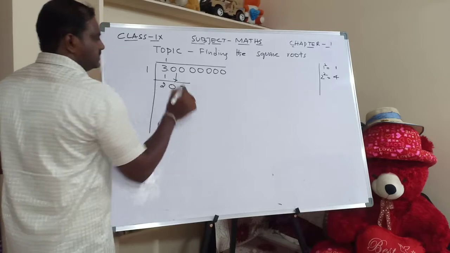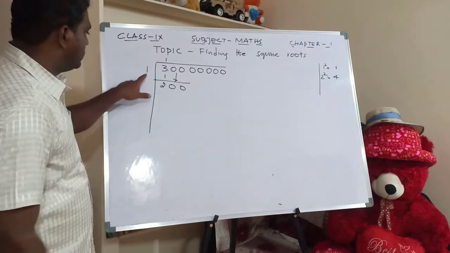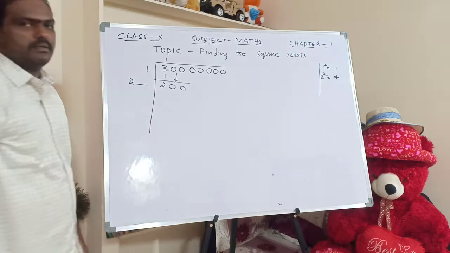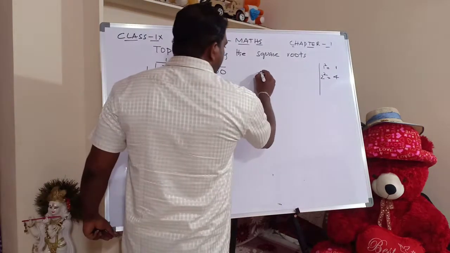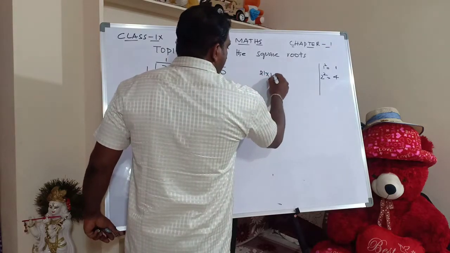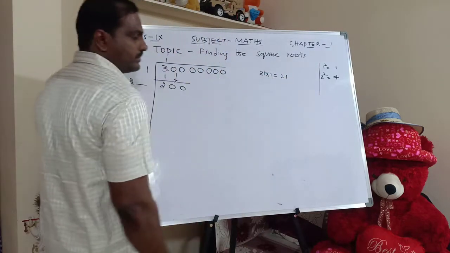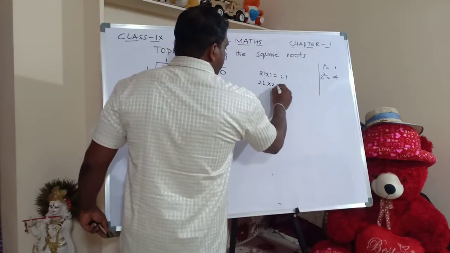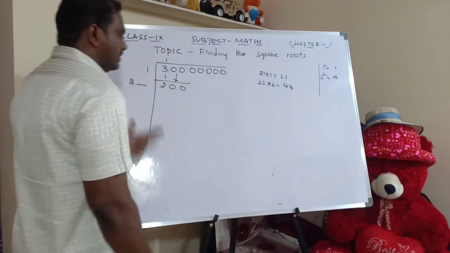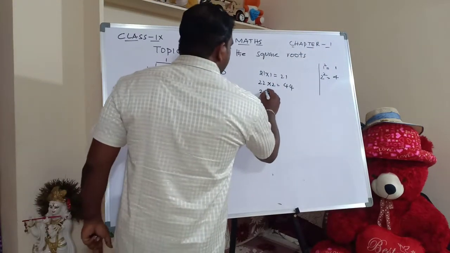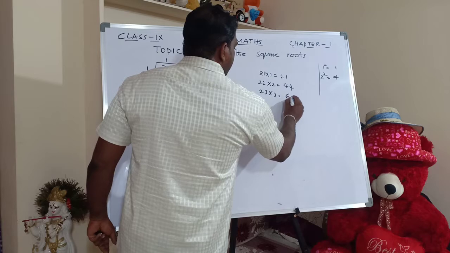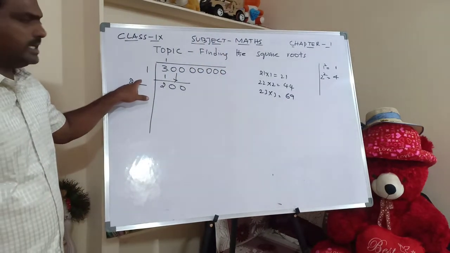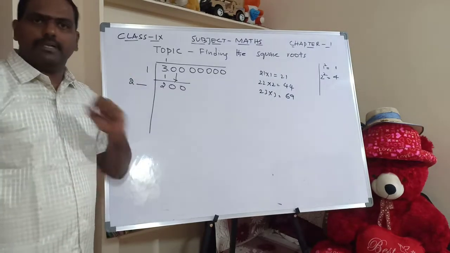Now it is 0. Next, what should I write? I should double it, 2, and I should keep 1 blank. Now what do I have to do? 21 into 1. How much will I get? 21 only. 22 into 2. How much will I get? 44. Next, 23 into 3. It is 69. That means whatever number I have written here, I have to multiply with the same number.